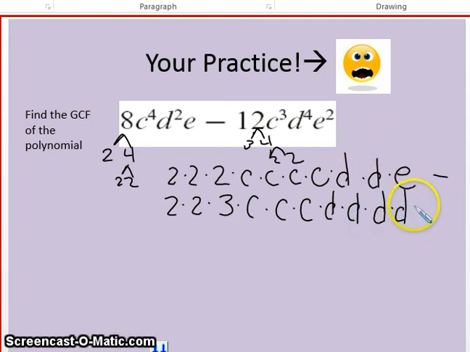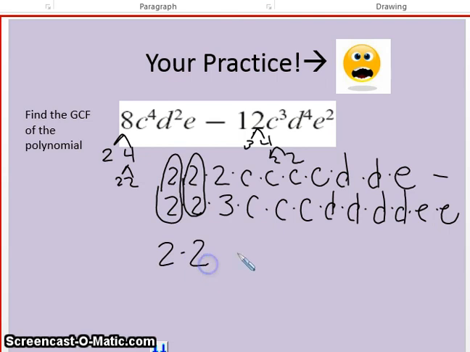And then E squared, so 2 E's. Now, to find my greatest common factor, I need to figure out what these two terms have in common. That's why I stack them on top of each other, so then it's easy to see where they match up. Here I have a 2. That's going to be part of my greatest common factor. Here they have another 2 in common, so that's the other part of my greatest common factor.